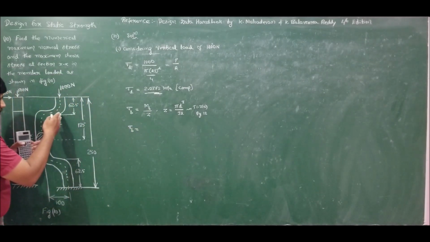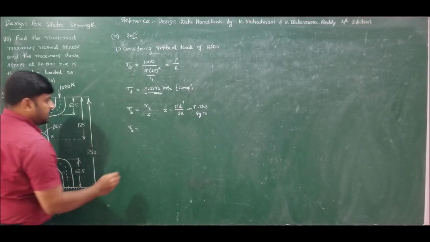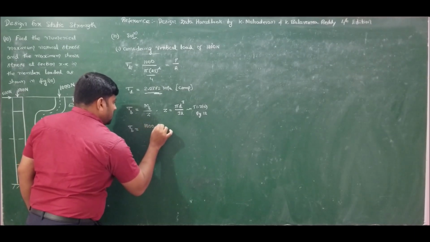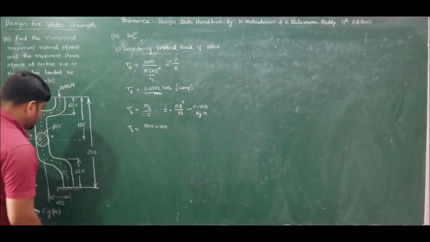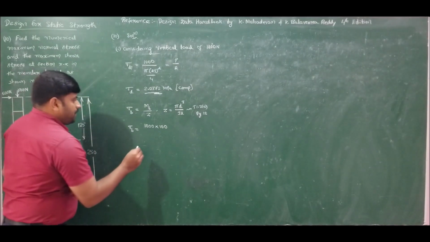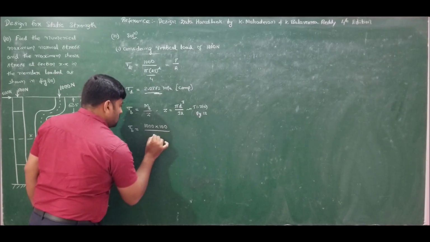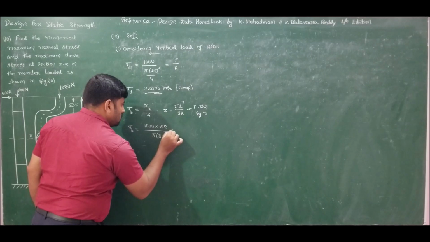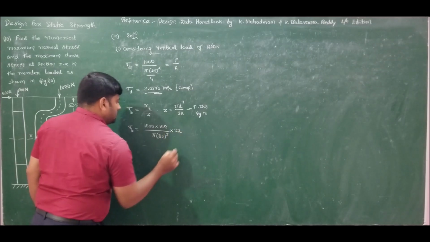How much is the bending moment? Load is 1 kilonewton, distance is 100. So therefore Mb will be 1000 into 100. Eccentricity is 100, you can see here, divided by pi times diameter is 25 cube into 32.